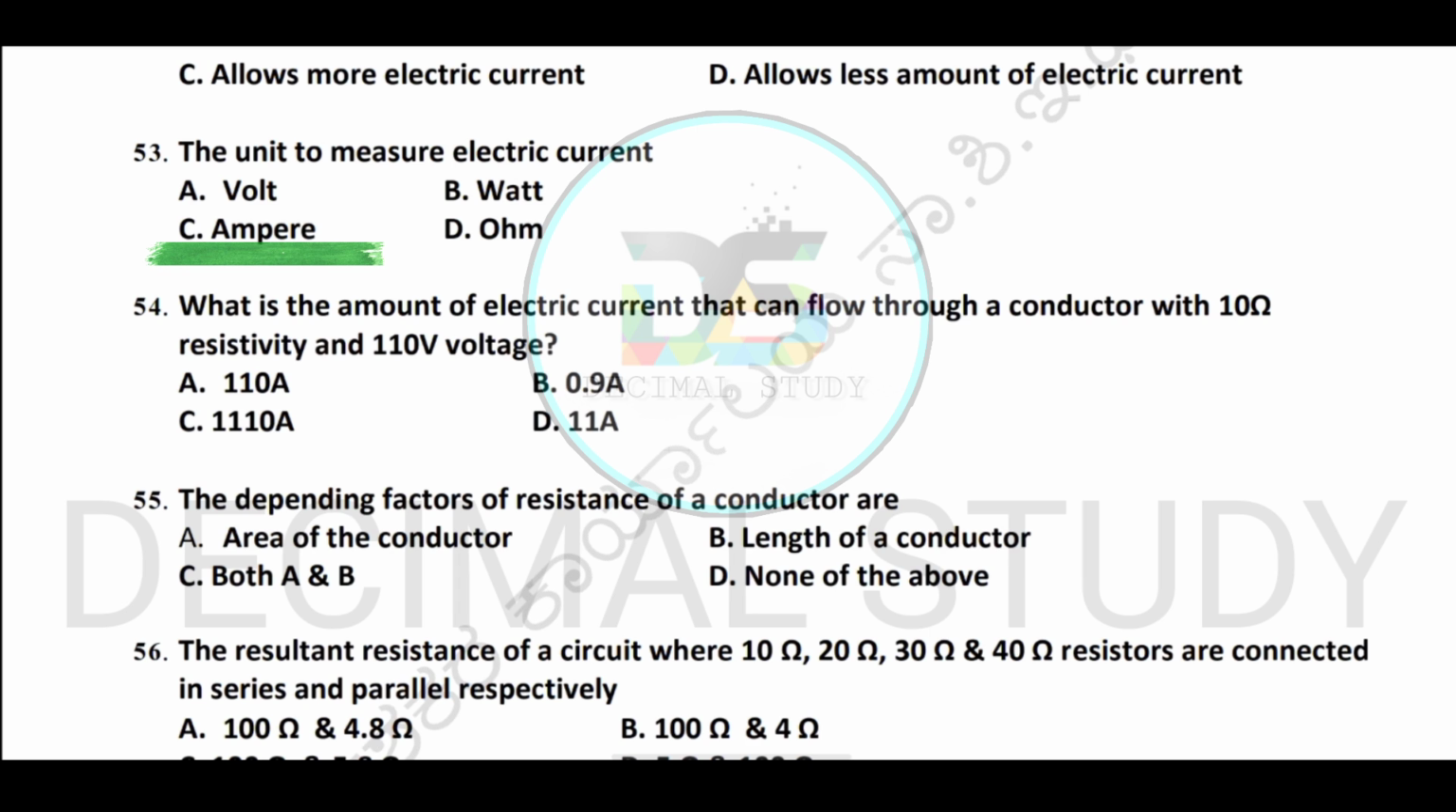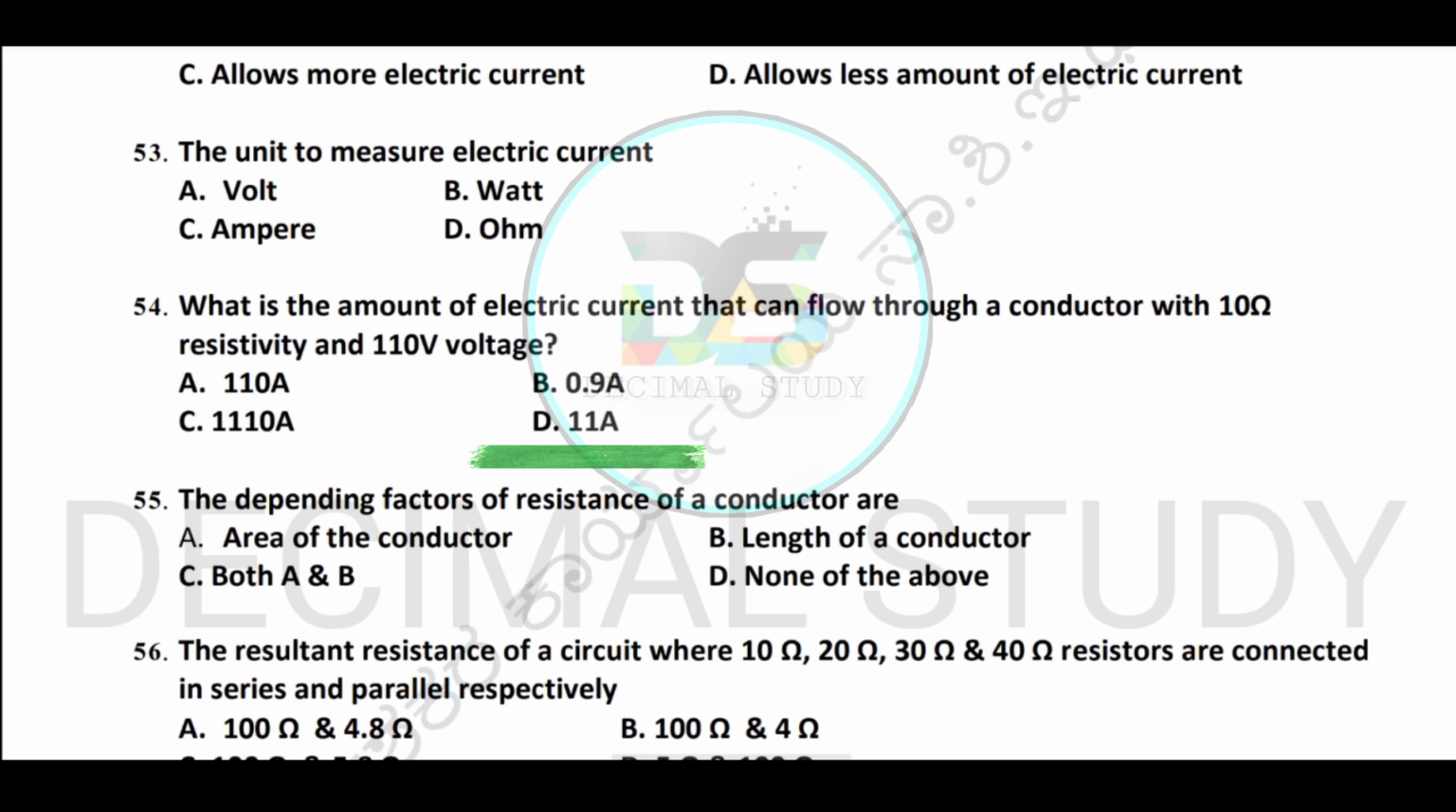Question number 54. What is the amount of electric current that can flow through a conductor with a 10 ohms resistivity and 10 volt voltage? Options are 110 ampere, 0.9 ampere, 1110 ampere, 11 ampere. The right answer is 11 ampere.